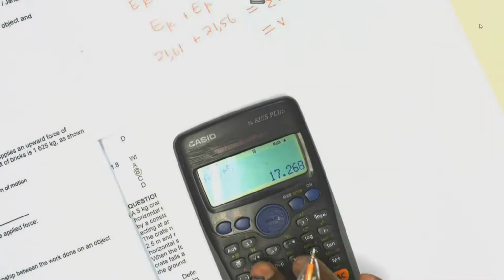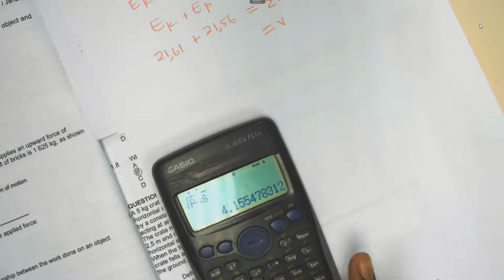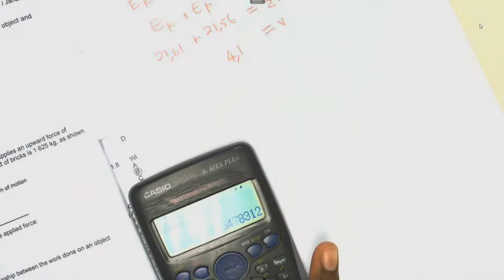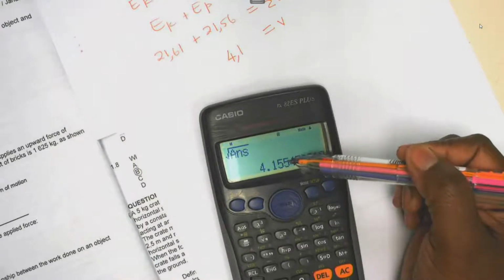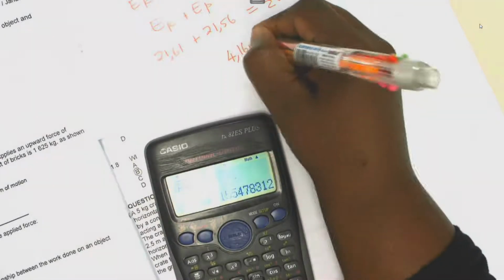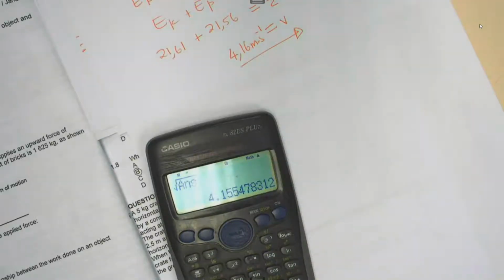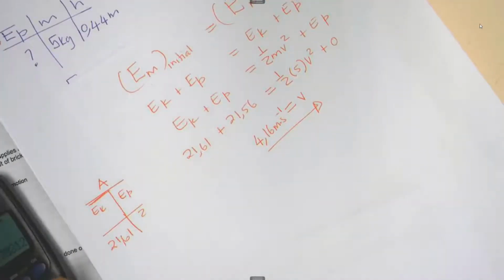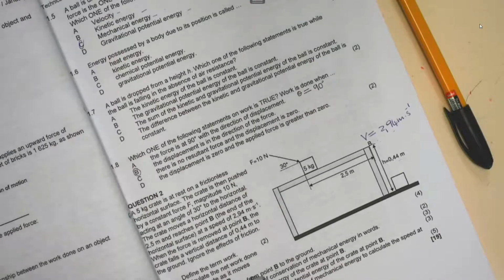So we are going to take the square root of the answer and we get 4.1. Now we must round off to 2 decimal places. So if we look at this number, it is 5. So we are going to add 1 here. It's going to be 6. And then the units for velocity is meters per second.